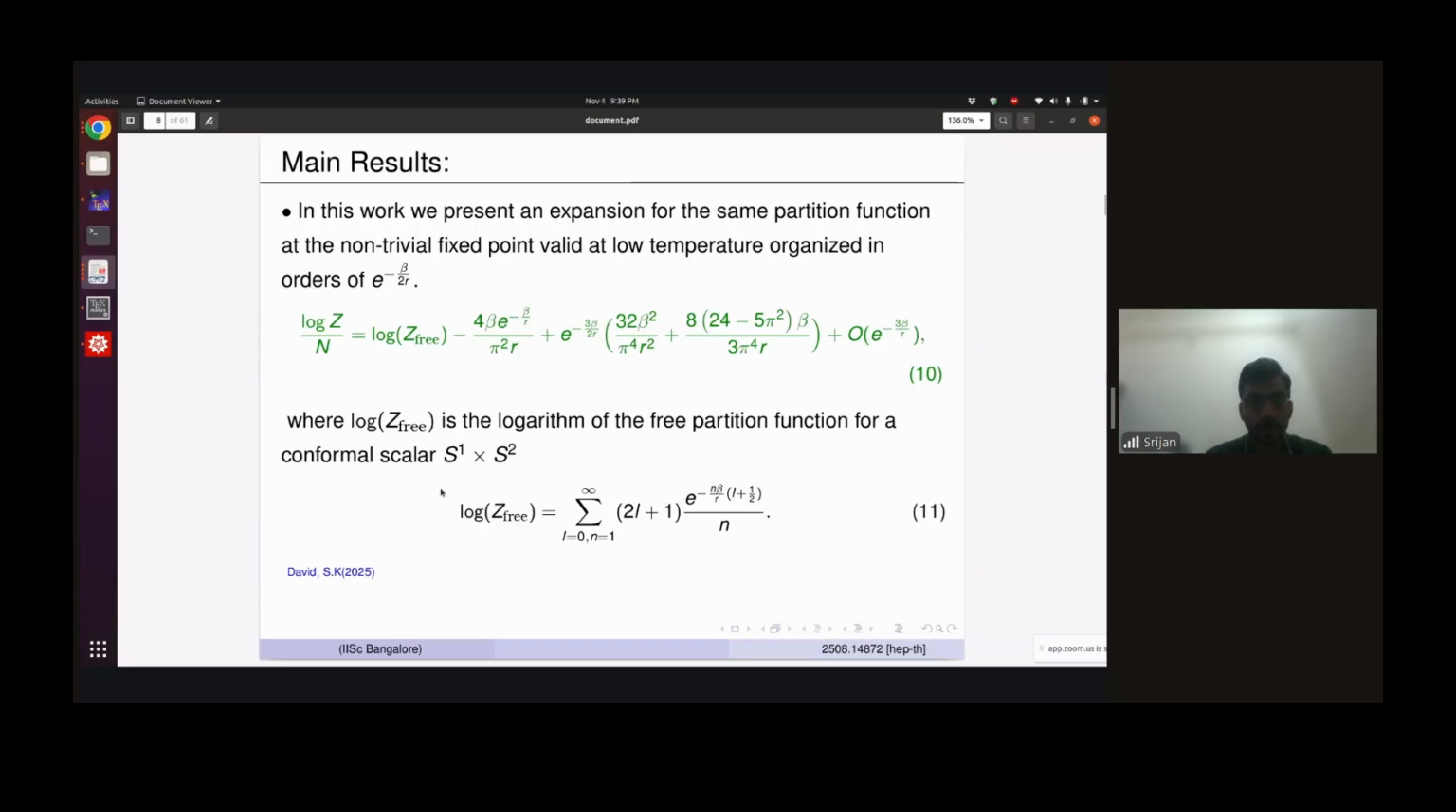Okay, one point I should note here is that if you look at the leading most term in this low temperature expansion, then the most leading term will come from this log z free, when you put n equal to 1 and l equal to 0. Then it is just n beta by 2r, right? So that is the leading most term. What I mean to say is that this log z at the non-trivial fixed point, as a low temperature expansion, at the leading order just resembles the free theory, only at the leading order. But if you go to higher order, then it is certainly different.